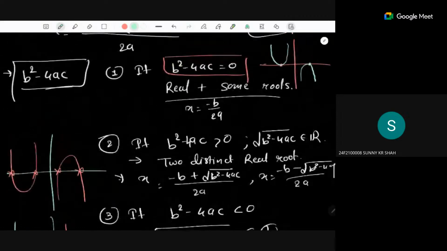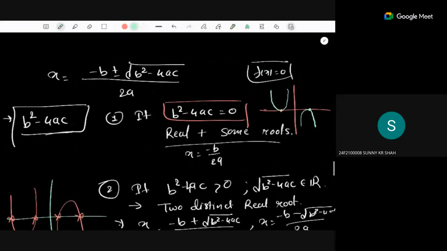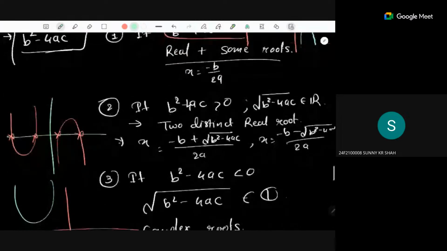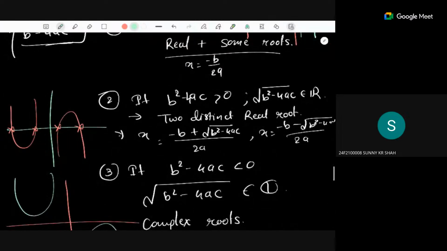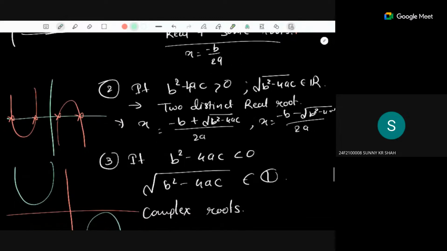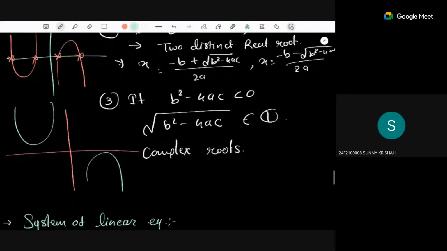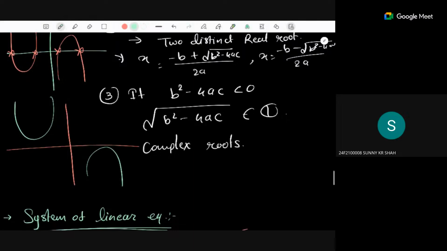Okay, here I'm talking generally. So in the first case, when b square minus 4ac is equal to 0, the picture of the parabola will look like this. So it will touch the x-axis at 1 point. In the second case, since we have two distinct roots, it will intersect the x-axis at 2 points. Right? So it depends on which parabola we have, upward or downward. And in the third case, when we have complex roots, the parabola does not even touch the x-axis. It will either lie in the upper half of the x-axis or the lower half of the x-axis.